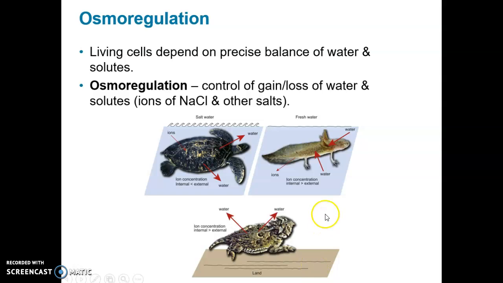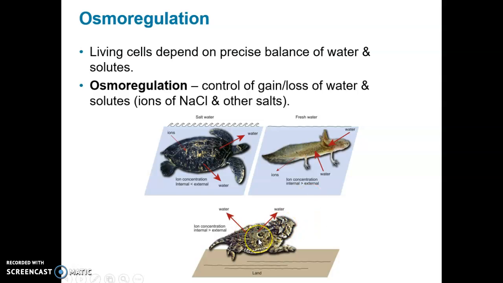And different organisms have different challenges of osmoregulation. If you're a saltwater organism, like a turtle or a fish, the challenge you have is excess water loss, because there's higher solute levels outside versus inside the animal, and that draws water out. If you're a freshwater animal, like a salamander or a fish, the challenge is the opposite, where you're gaining excess water because your cells and your interstitial fluid and your tissues have a higher solute concentration than the freshwater, and that draws water in.